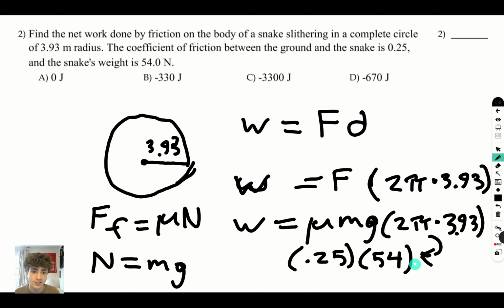And since we use 10 as a rough approximation for gravity, we can see that our answer of 333, or rather negative 333, is very slightly off. But yeah, we would go with option B, negative 330 joules. And if you used a value of 9.8, you would probably get a value a little bit closer to that value.